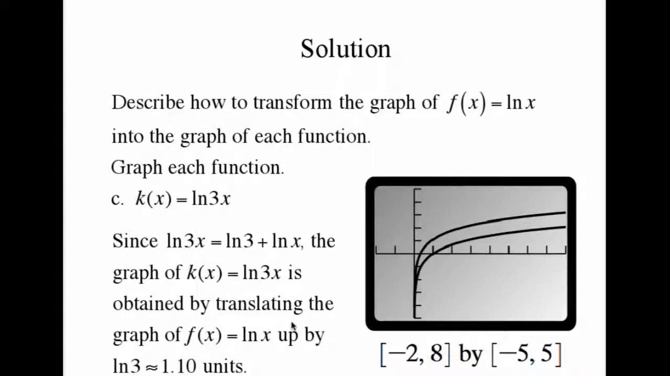So k of x is ln of 3x. So ln of 3x is natural log of 3 plus the natural log of x. So the graph of k of x is obtained by translating the graph of f of x up natural log of 3 units, or 1.1 units. So there we use our product rule to rewrite k to then be able to take a look at what happens to f to get k. So there we have a vertical translation.